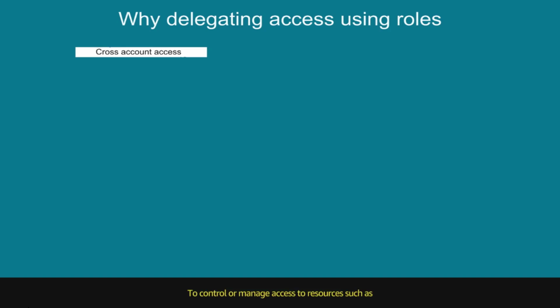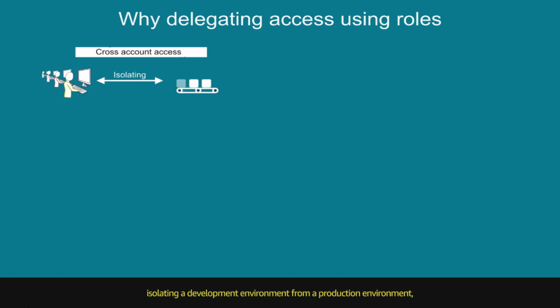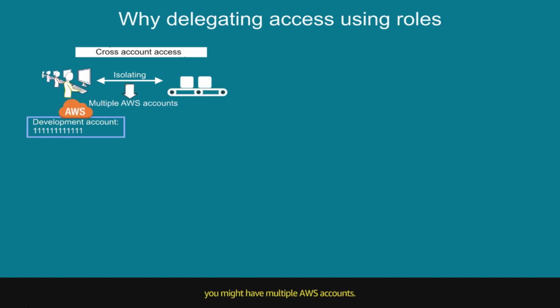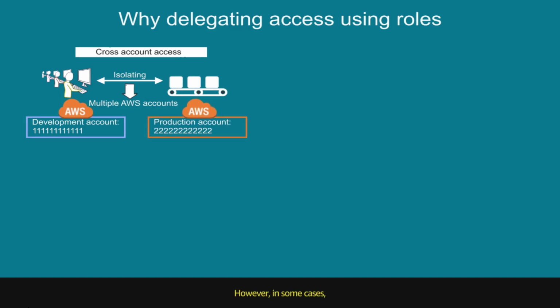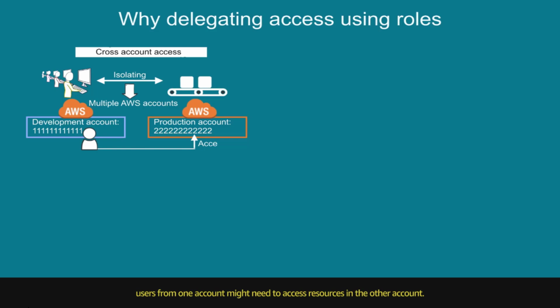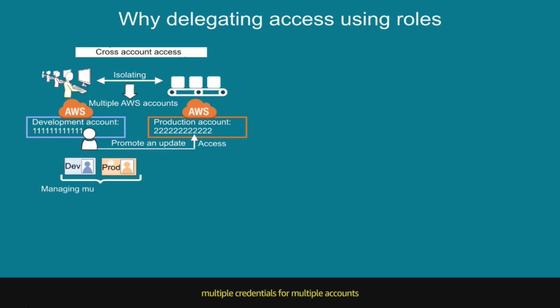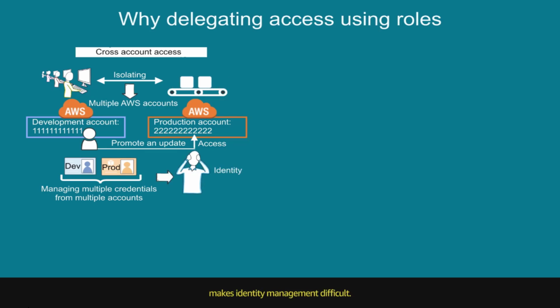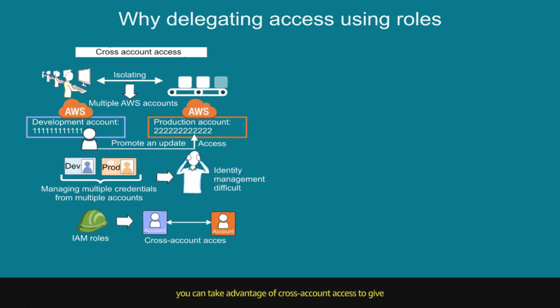Cross-account access. To control or manage access to resources, such as isolating a development environment from a production environment, you might have multiple AWS accounts. However, in some cases, users from one account might need to access resources in the other account. For example, a user from the development environment might require access to the production environment to promote an update. Therefore, users must have credentials for each account, but managing multiple credentials for multiple accounts makes identity management difficult. Using IAM roles, you can take advantage of cross-account access to give users access across AWS accounts when they need it.